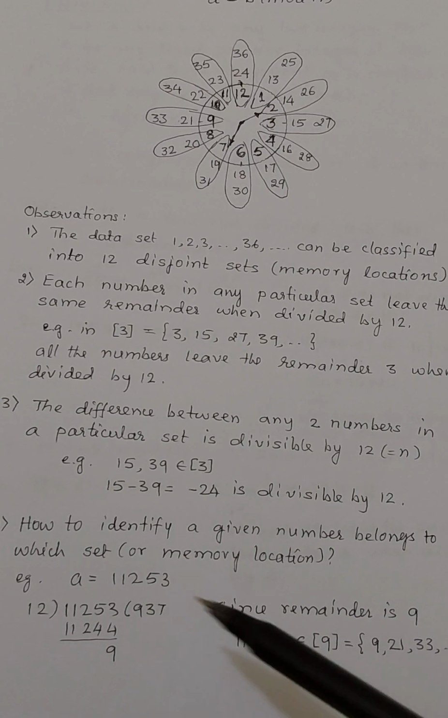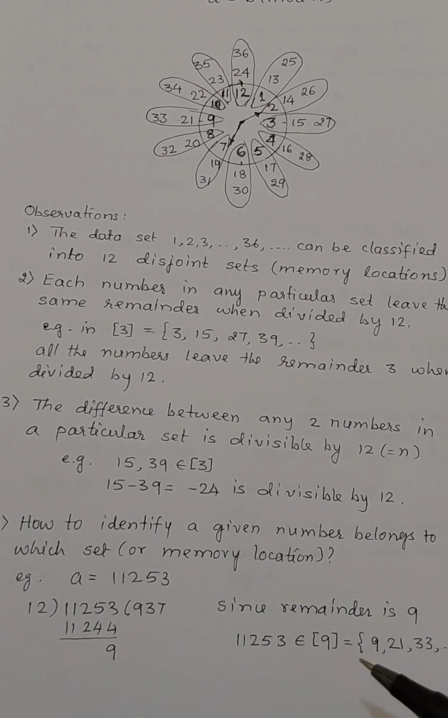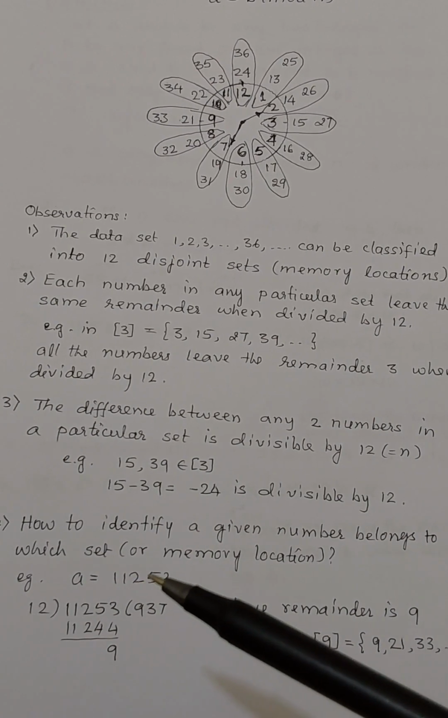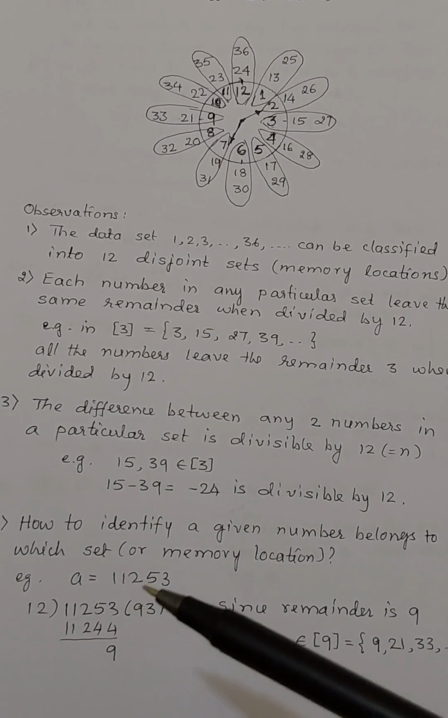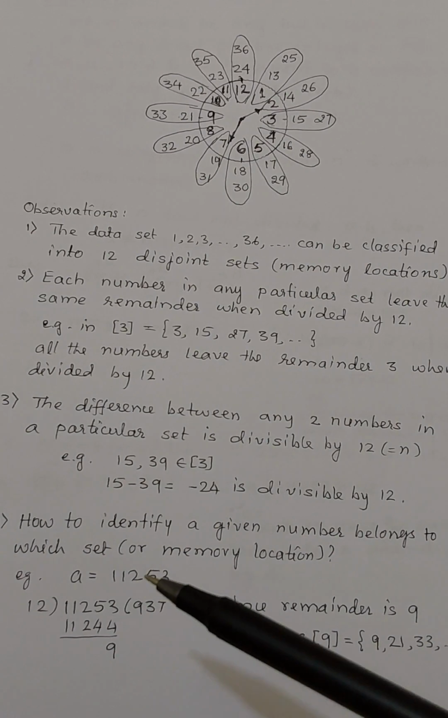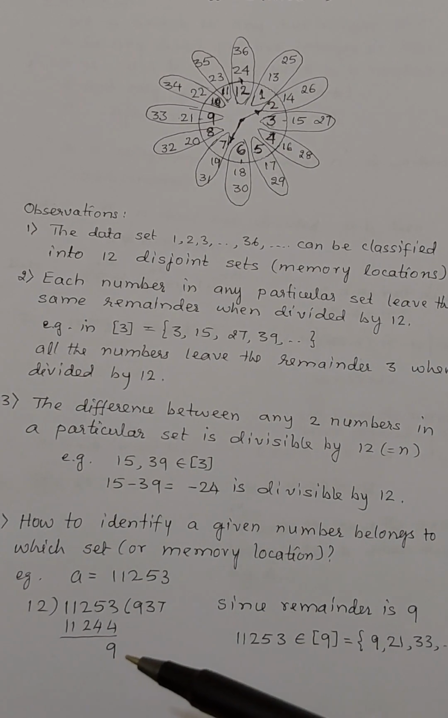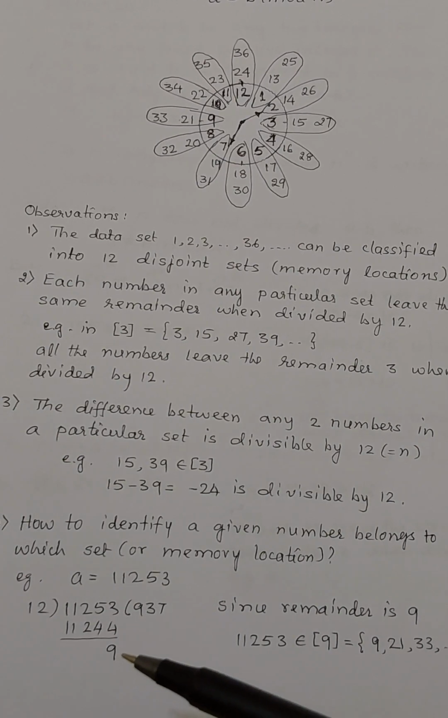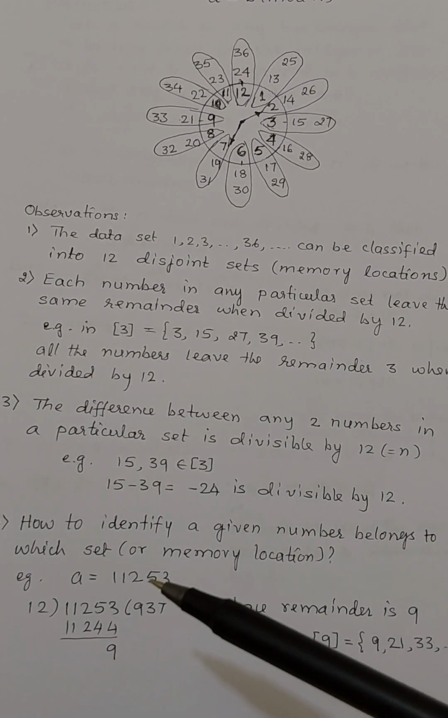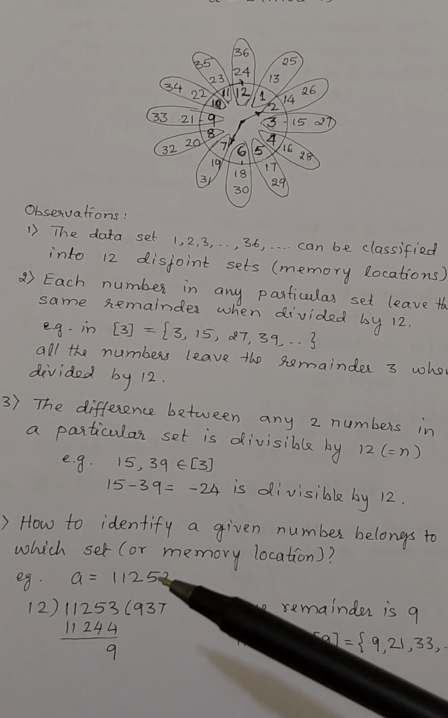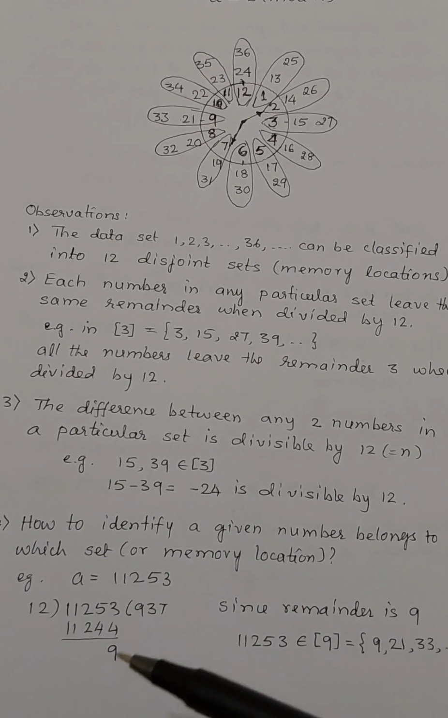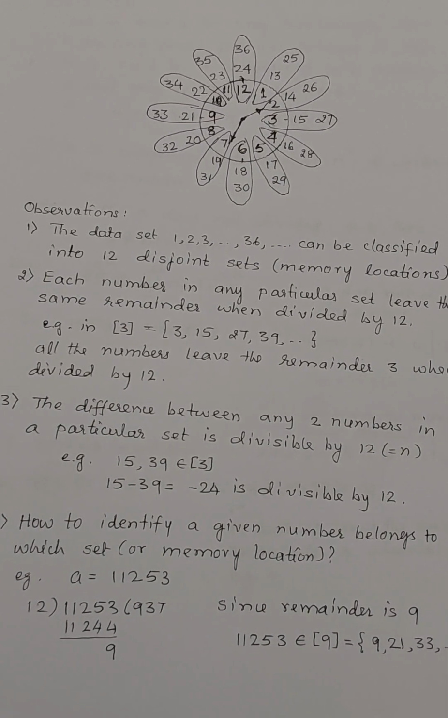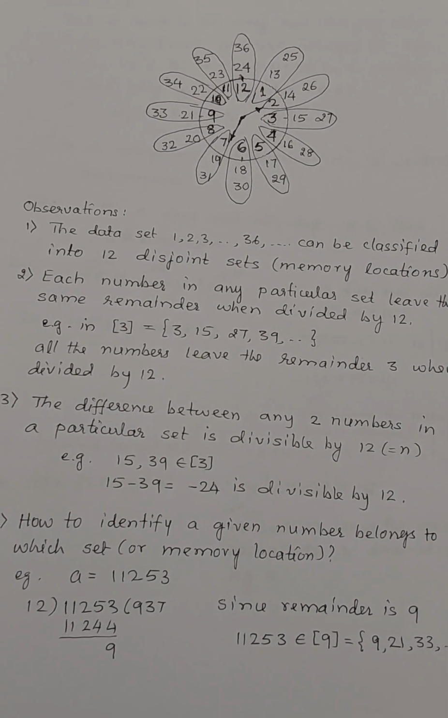So this number belongs to set 9, and the beauty of this modular arithmetic is that the modular function always returns the remainder, and this remainder will always be less than n. So however large the number may be, it will always be scaled down to a smaller number. And this concept is used in the hash function in retrieving records from the database.